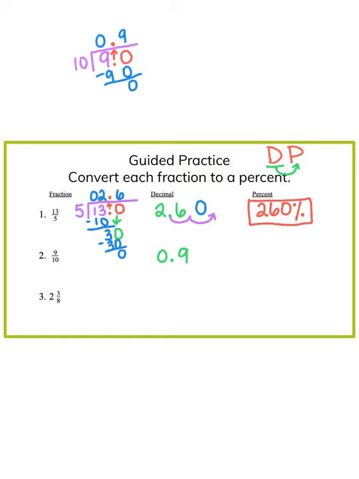Again, I know from my Dr. Pepper method that I need to move my decimal to the right 2 times to get to a percent. 1, 2. And again, I need to put a placeholder of 0 to fill in this blank. So my percentage would be 90%. And I'm going to include my percentage sign in my answer.